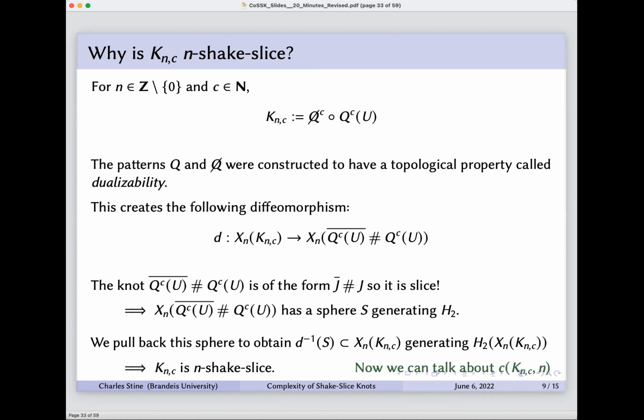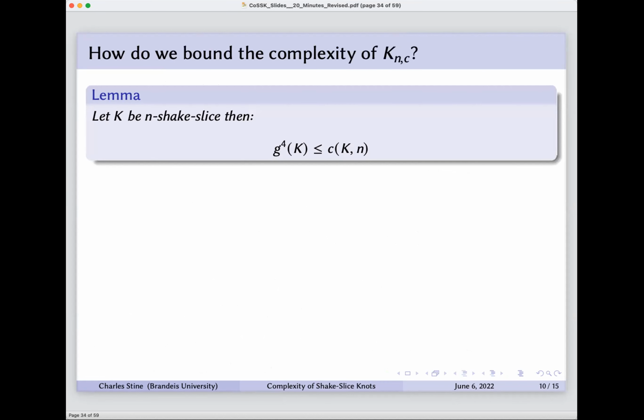So now, of course, it makes sense to talk about the complexity, since we have our sphere and we have our core. So how do we bound the complexity? Well, it turns out there's a nice topological argument you can give, which shows that either the smooth or the topological 4-genus of a knot provides a lower bound. And you'll notice that's a bound which is independent of the framing of the associated trace. So this is quite a strong lower bound.